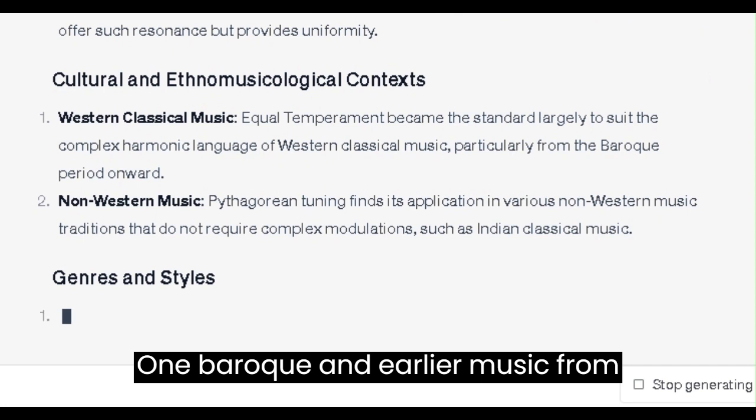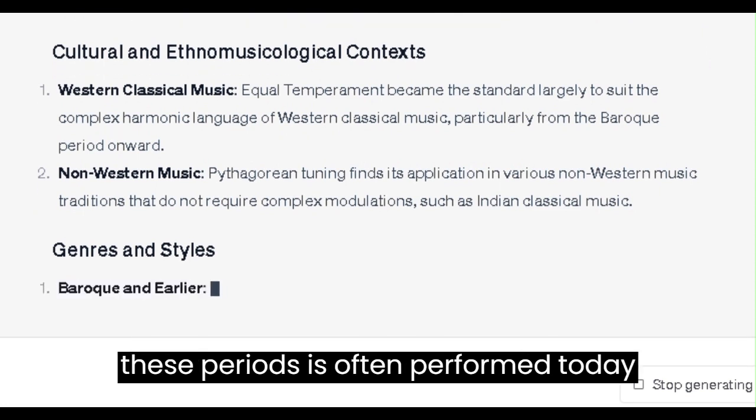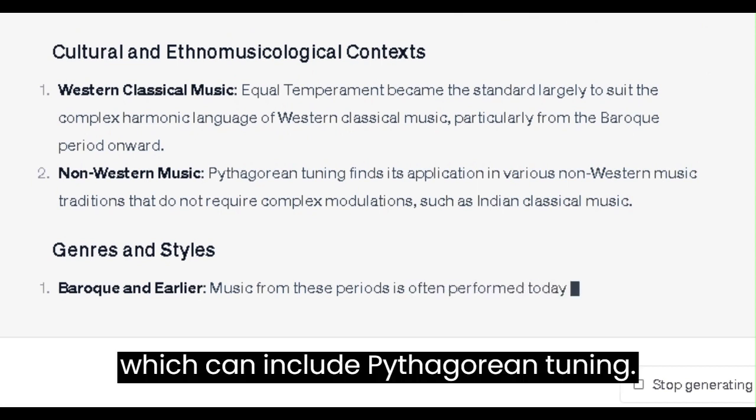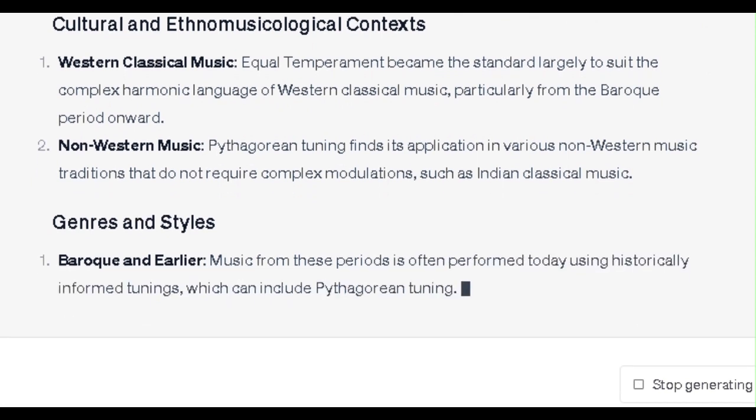Genres and styles. 1. Baroque and earlier. Music from these periods is often performed today using historically informed tunings, which can include Pythagorean tuning.